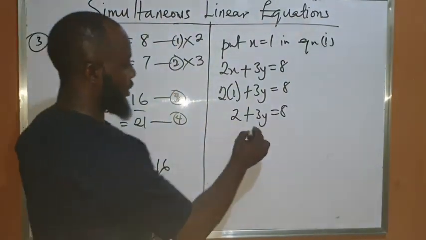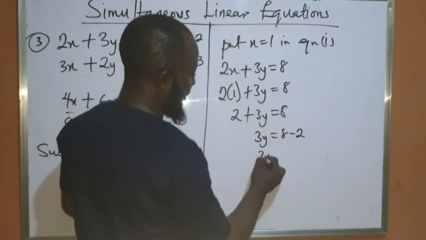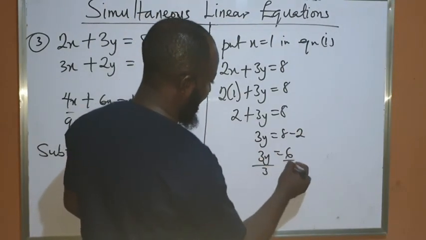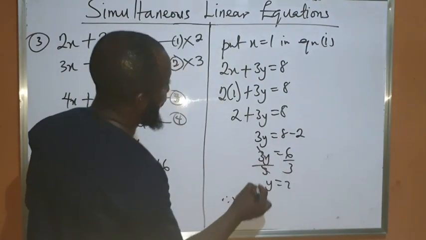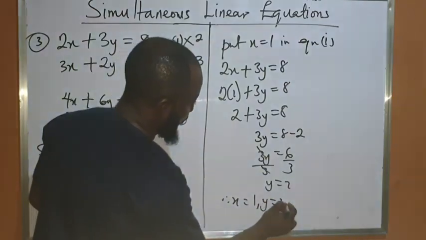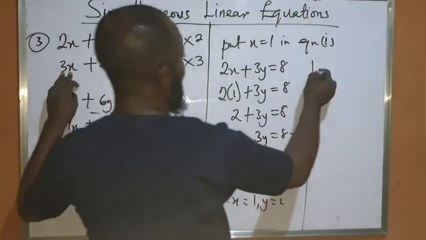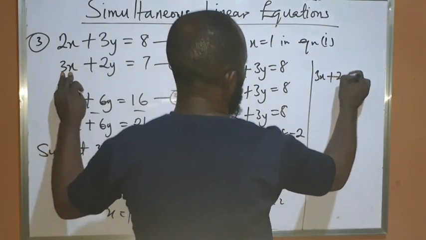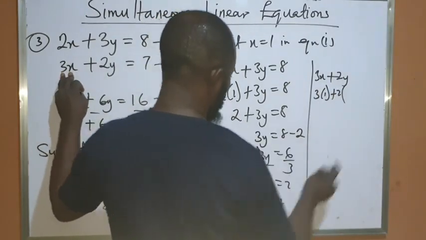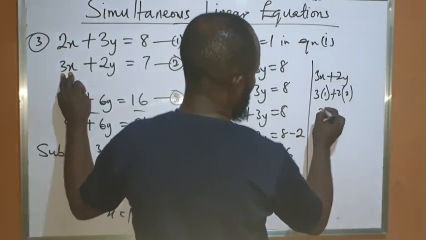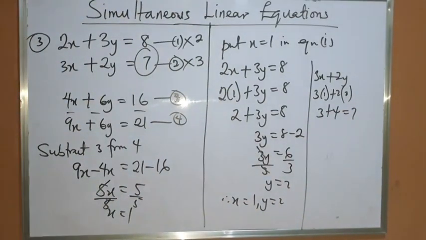I hope I'm making sense. So this will give us 3y equals 8 minus what? 2. So that is 3y equals what? 6. Divide both sides by 3. So y equals what? 2. Therefore, x equals 1 and y equals what? 2. So we can as well check this. Let's use equation 2 to check. We have 3x plus 2y. So 3 multiplied by 1 plus 2 multiplied by 2. So this is 3 plus 4 equals 7, and same thing with this. I hope this is very clear to you.